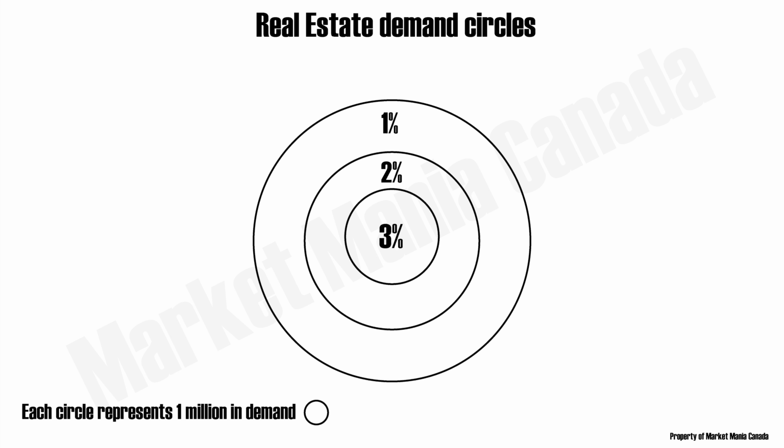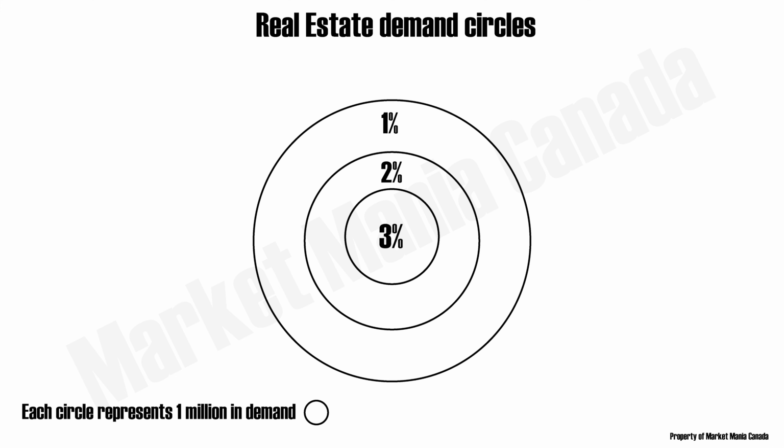Alright guys, welcome back. So I'm going to put up on your screen right now what I made. Please don't laugh at it. I've tried to simplify it as much as possible. Now, as you can see, it looks like a bullseye. And we've got 3, 2, 1% inside the bullseye. And if you also see in the bottom left-hand corner, each circle represents 1 million in demand.